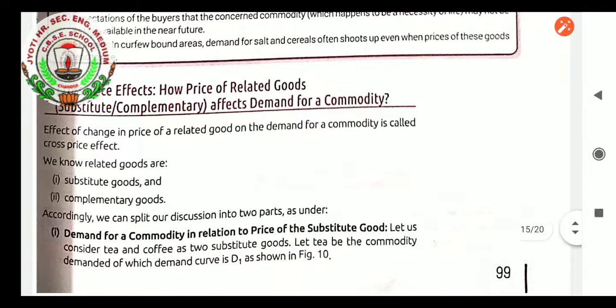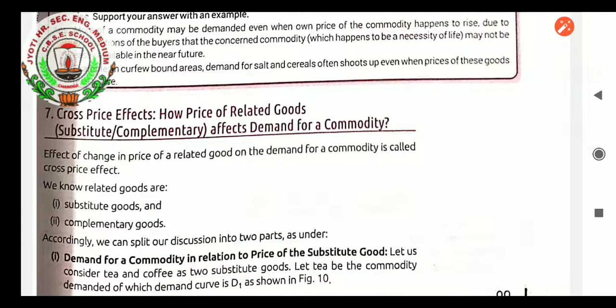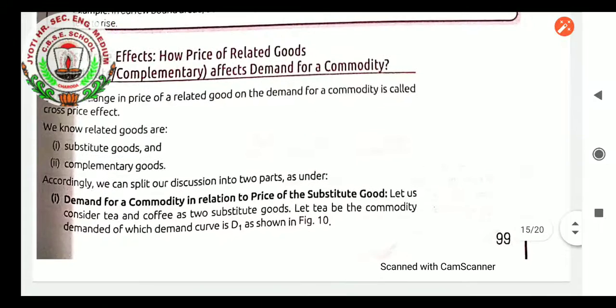Cross price effect: how price of related goods, substitute and complementary, affects demand for a commodity. The effect of change in price of a related good on the demand for a commodity is called cross price effect. We know related goods are substitute goods and complementary goods. Accordingly, we can split our discussion in two parts as under. Demand for a commodity in relation to price of the substitute goods.